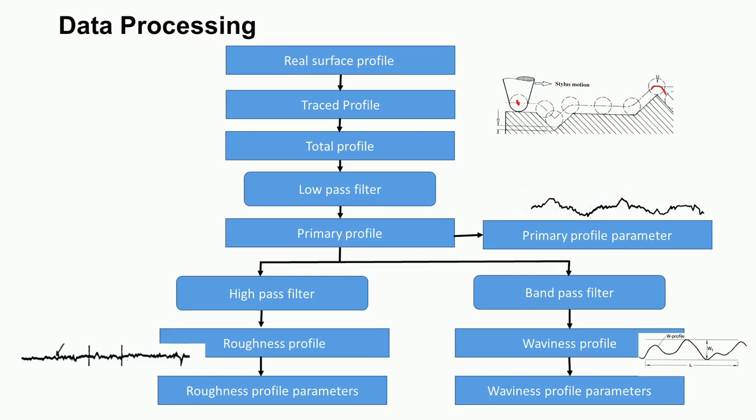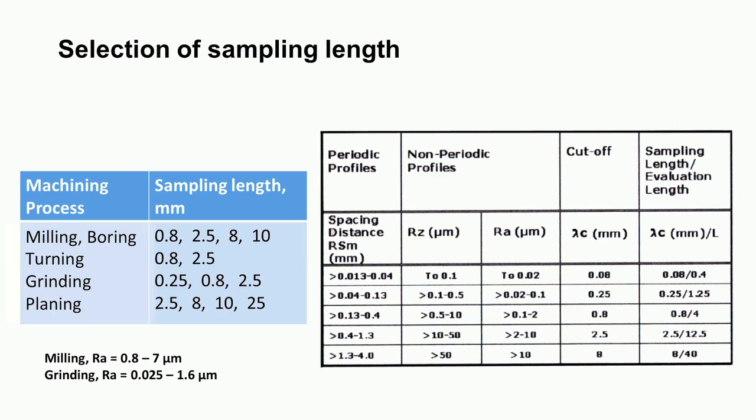And if you pass this primary profile data via the band pass filter, then we get only the waviness profile, and we can eliminate the roughness parameters. So the profile we get will be something like this. Its roughness element, the micro irregularities, has been removed, and we get only the waviness profile parameter. By passing the data obtained via the various filters, we can get the required parameters.